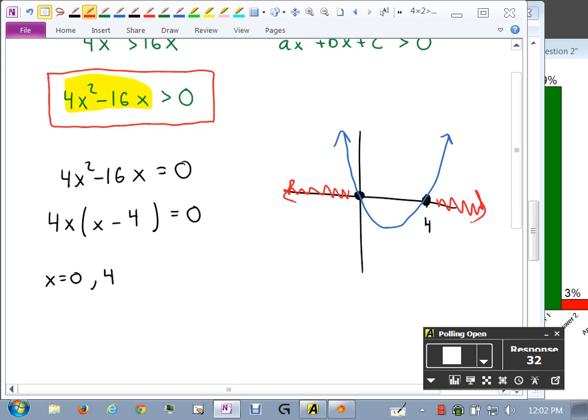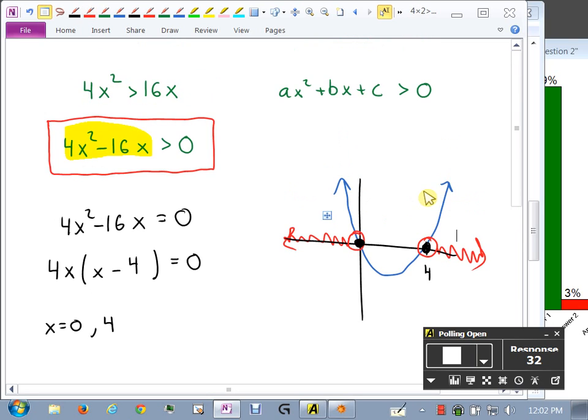What about at 0? What's happening at 0? Well, at 0, it's giving me 0, right? Do I want 0? No, I want bigger than 0. So am I going to include 0 and 4? No. So I'm going to leave these as open holes here like that. The red represents my answer, because the original inequality had greater than, right?